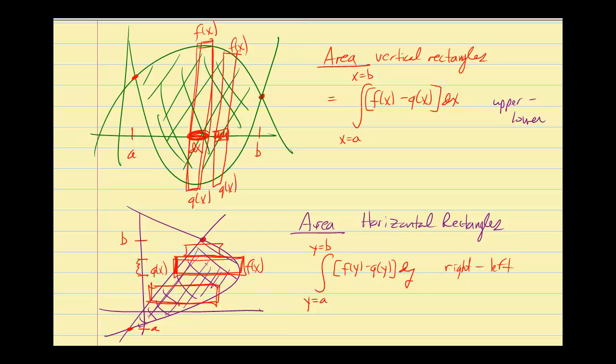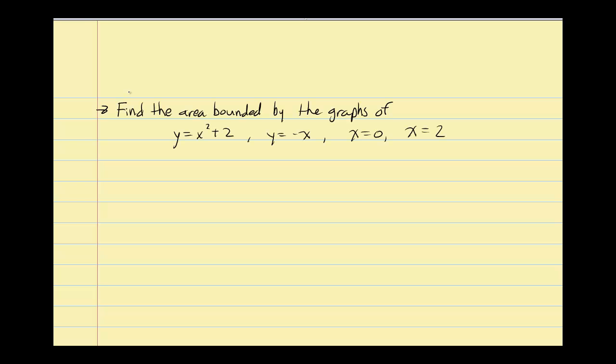So the easiest way to look through these is to go through a bunch of examples. Now on the examples, we're not going to be focusing so much on integration as we are on the set up. So for our first one, let's find the area bounded by the graphs of all of these pieces. First of all, y equals x squared plus 2. That's a parabola opening up with its vertex at 2 on the y-axis. y equals negative x is a straight line that bisects the second and fourth quadrant. x equals 0 is a vertical line that's basically the y-axis. x equals 2 is a vertical line going through 2.